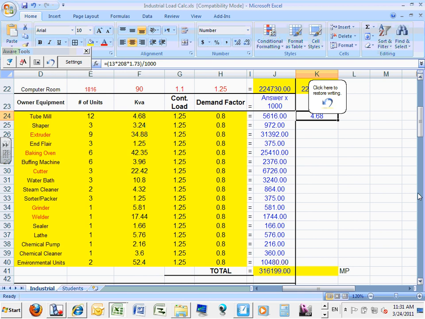See the math here? 13 times 208 times 1.73 times. I'm just showing the math just as an idea, how you came up with this. Okay. You guys are going to do this for all these equipments.